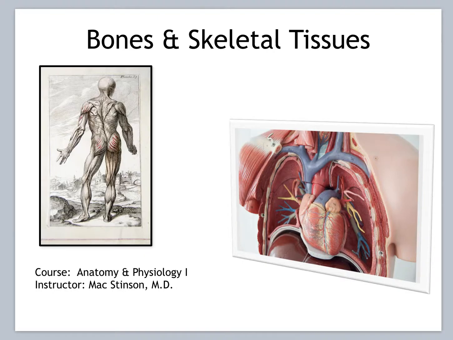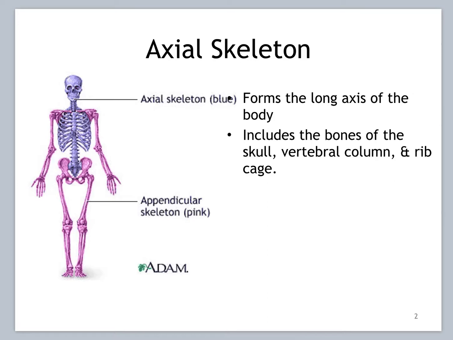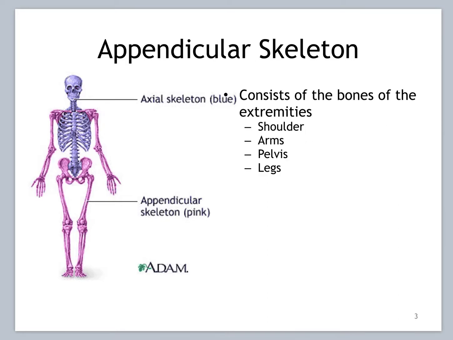Alright, now we're going to start the topic of bones and skeletal tissue. First of all, the skeleton can be divided into two sections, the axial skeleton and the appendicular skeleton. The axial skeleton is the part of the skeleton in the midline. It includes the bones of the skull, the vertebral column, the rib cage. The appendicular skeleton includes the bones of the extremities, so it'd be the shoulder, the arms, the pelvis, and the legs, the bones in those regions.